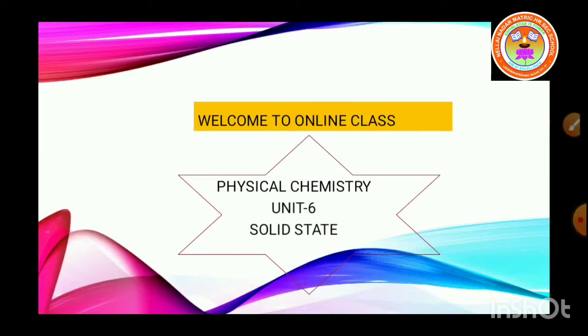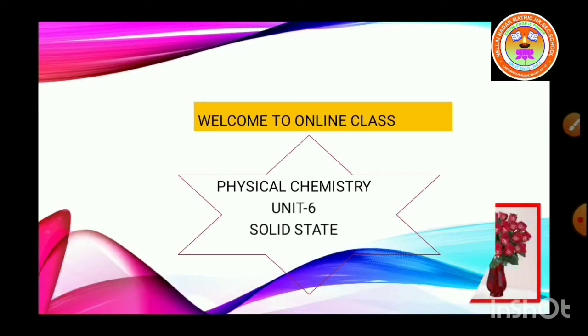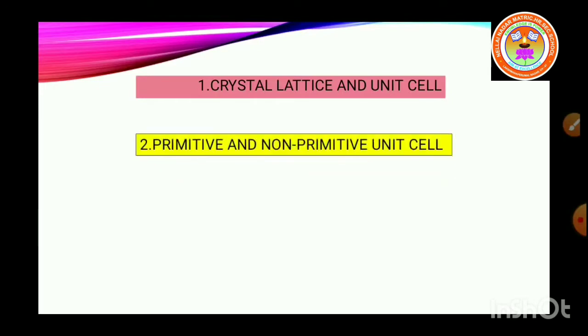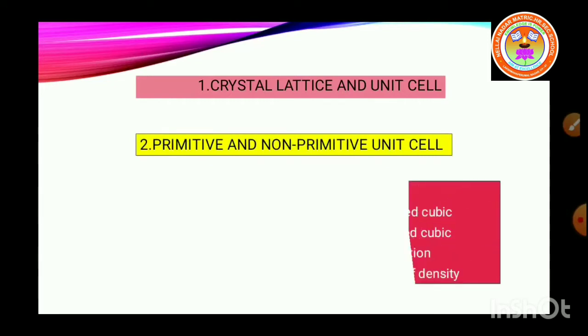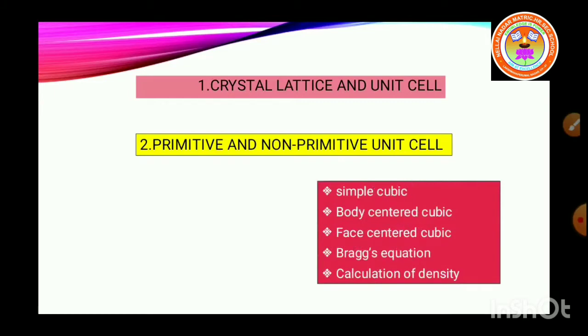Today we are going to learn physical chemistry unit number 6, solid state. Let's see today's two topics. One is crystal lattice and unit cell. The second one is primitive and non-primitive unit cell, which has 5 subdivisions. The first one is simple cubic, second is body centered cubic, third is face centered cubic, fourth is Bragg's equation, and the fifth one is calculation of density. Shall we discuss one by one?